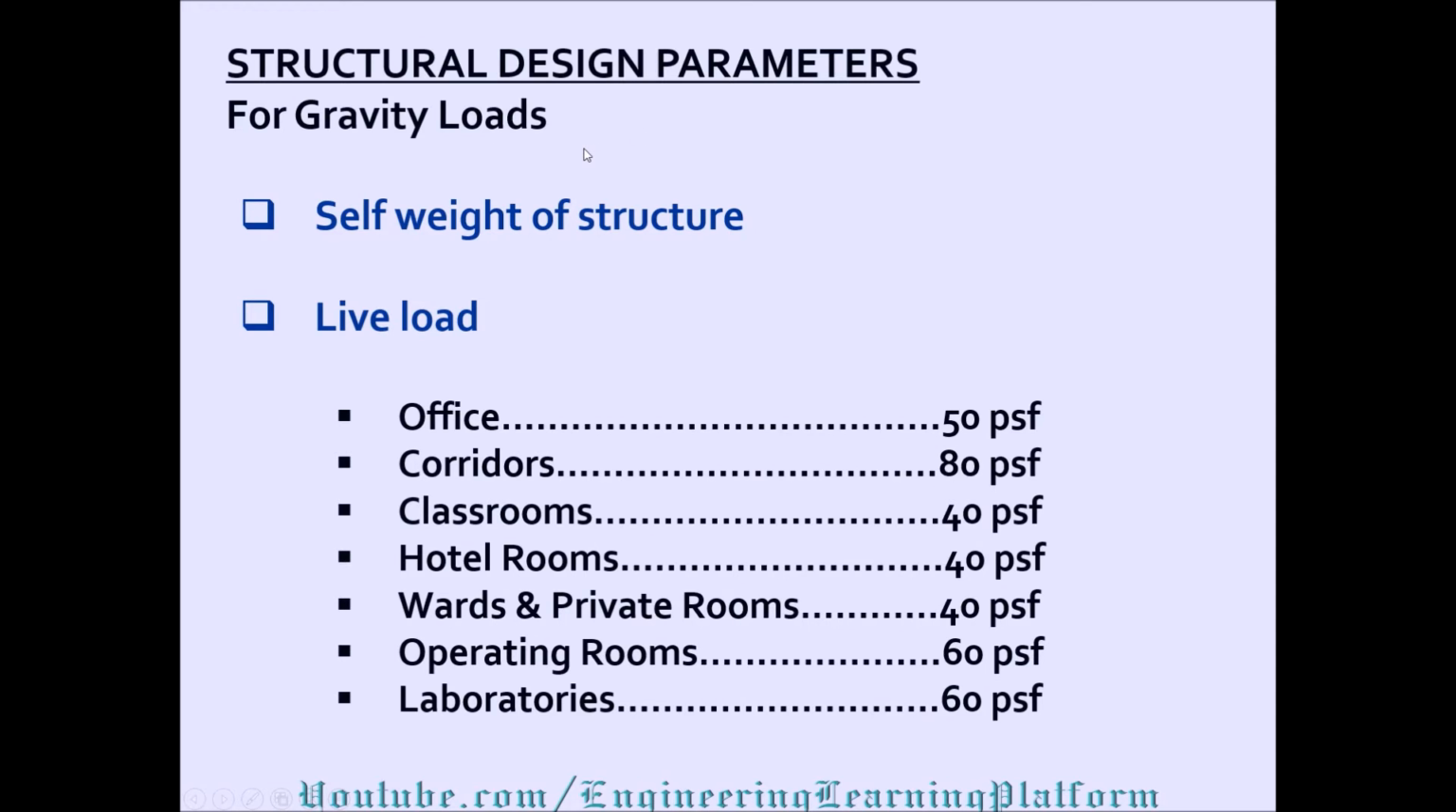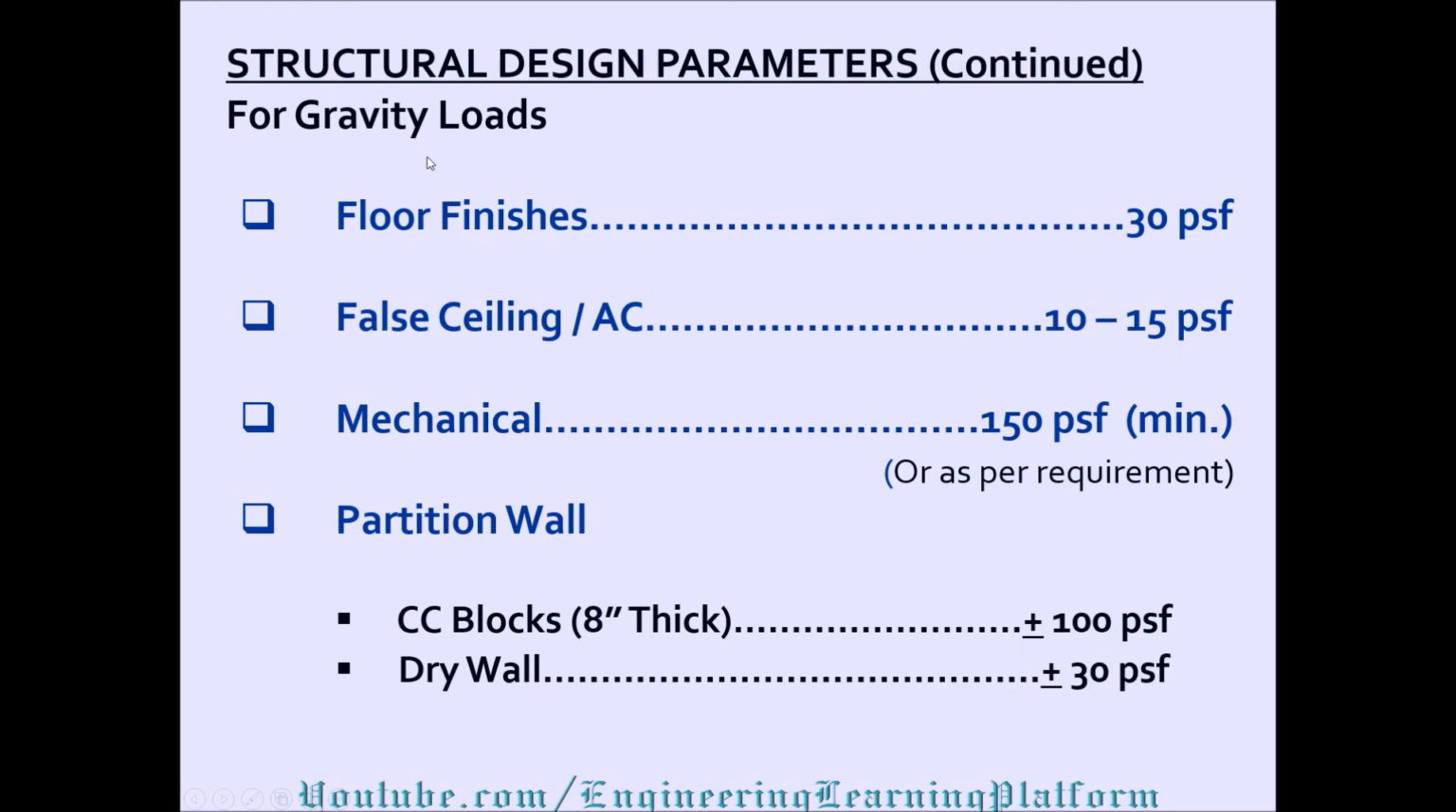Structural design parameters for gravity load. Important parameters for gravity load are self-weight of the structure and live load. Live loads according to UBC 97 are 50 psf for corridors, 80 psf. It depends upon the occupancy of the structure. Classrooms 40 psf, hotel rooms 40, wards and private rooms 40, operating rooms 60, and laboratories 60 psf. PSF refers to pounds per square foot. This is according to American codes.